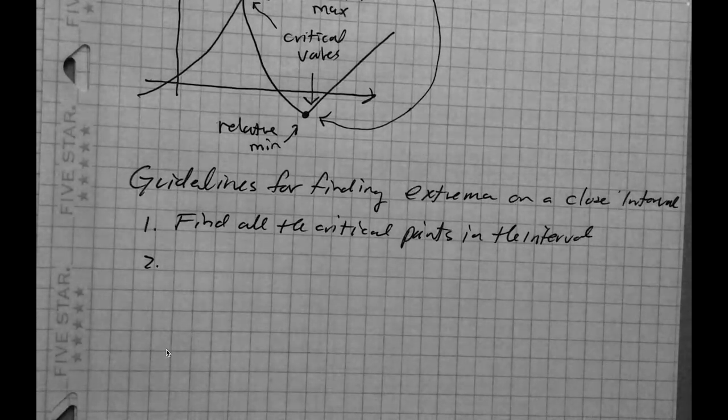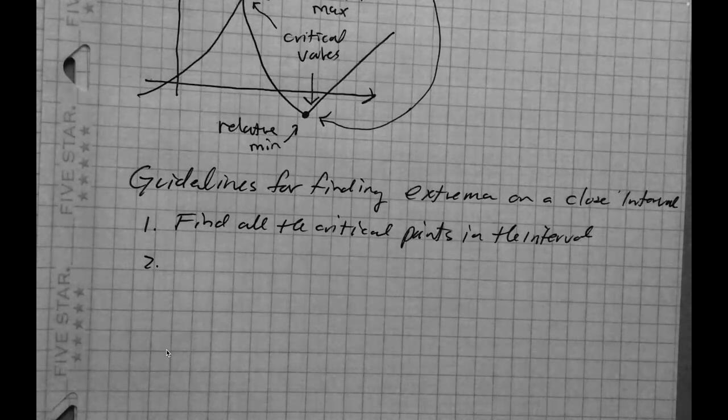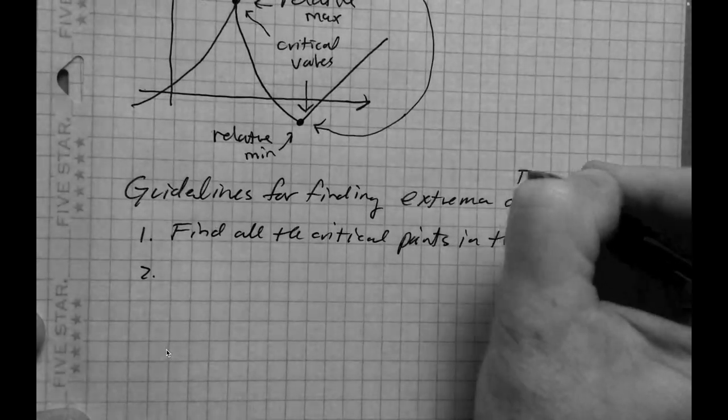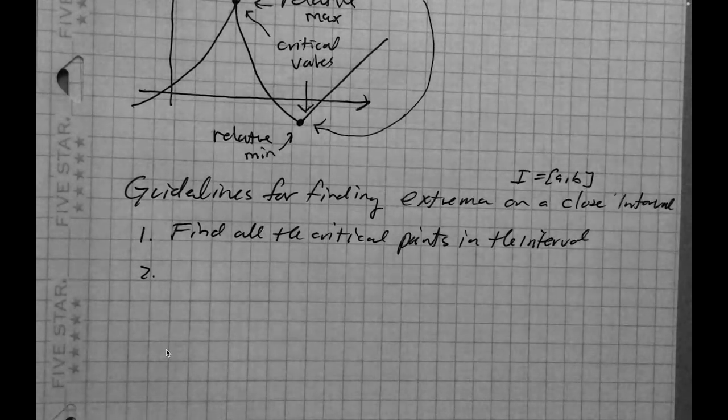If you're trying to find the extrema, it's going to occur at either endpoints or at critical points. That's just the way it is. And so you need to find those values. The endpoints are given if the interval is defined. So say I is equal to (a, b). Well, you know the endpoints automatically. But the critical points are not known, so you have to go find those.